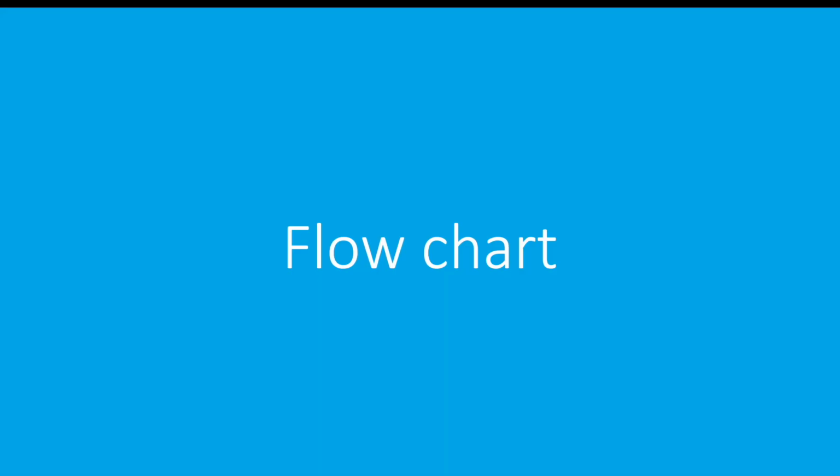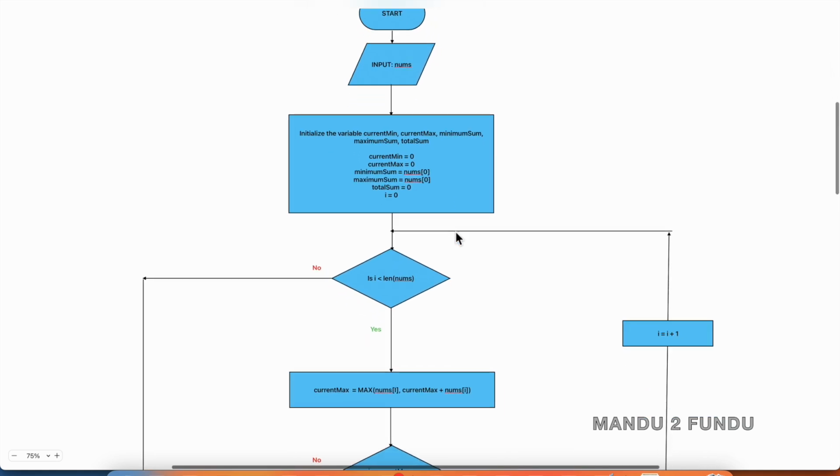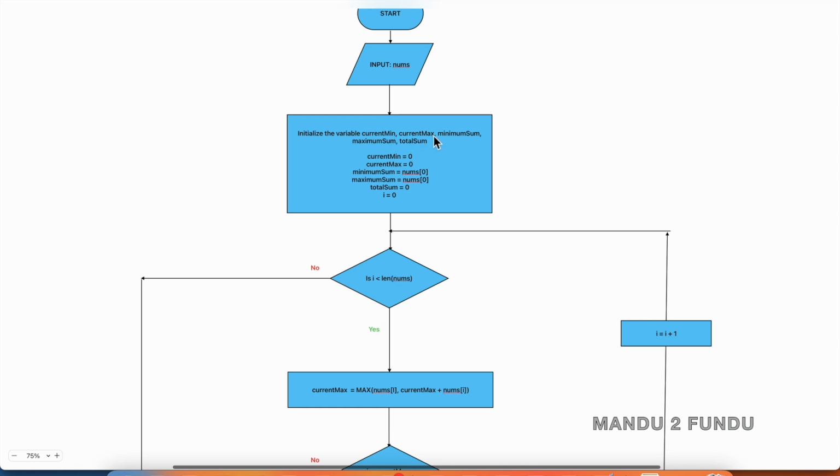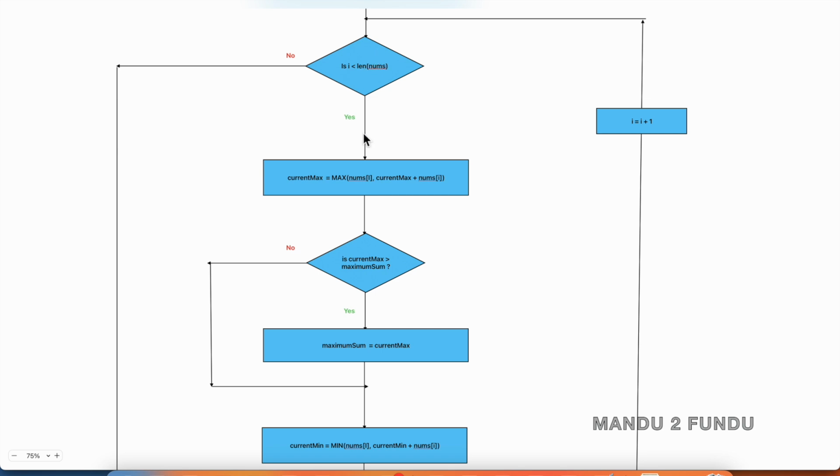Let's look at the flowchart. Input for this procedure is the nums array, and first we define the current minimum, current maximum, minimum sum, maximum sum, and total sum variables. The current min and current max are initialized with 0, the minimum sum and the maximum sum are initialized with the first element's value in the input array, and the total sum is initialized with 0 and the index is initialized with 0.